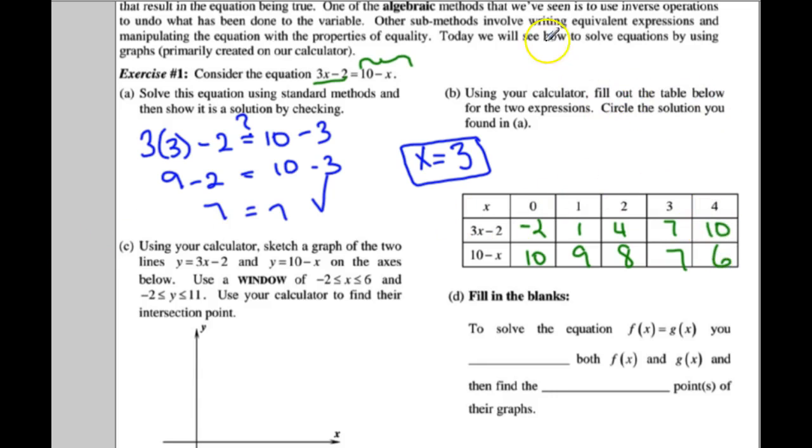It says circle the solution you found at A. My solution was that x equals 3. If you notice here, at x equals 3, both of these are equal to 7.